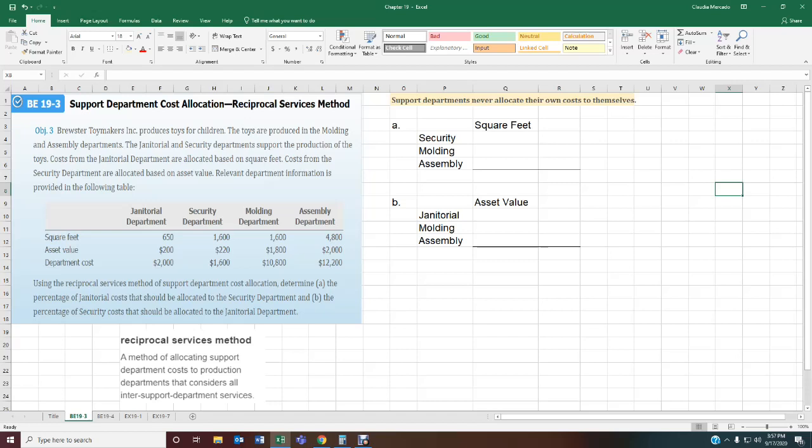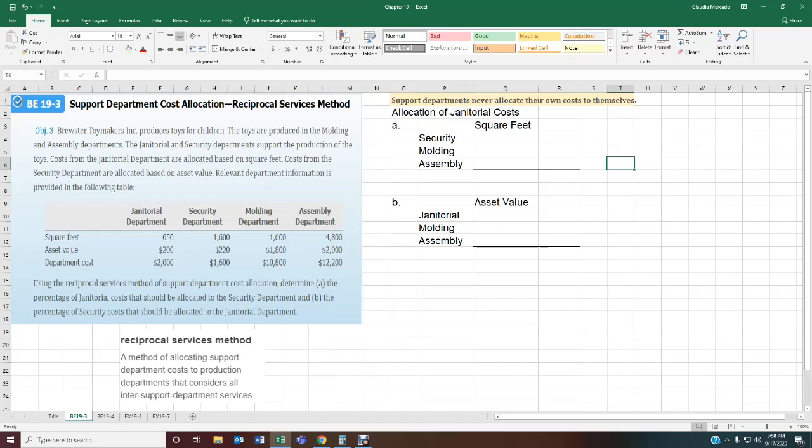So when we are allocating here, they're asking us to allocate janitorial cost. Let me put here allocation of janitorial costs. Because we are allocating janitorial cost, it is not going to be included here, because remember, we don't allocate our own costs to ourselves. So if I'm allocating my janitorial costs, I'm going to allocate these costs to the other three departments, which is my security, molding, and assembly.